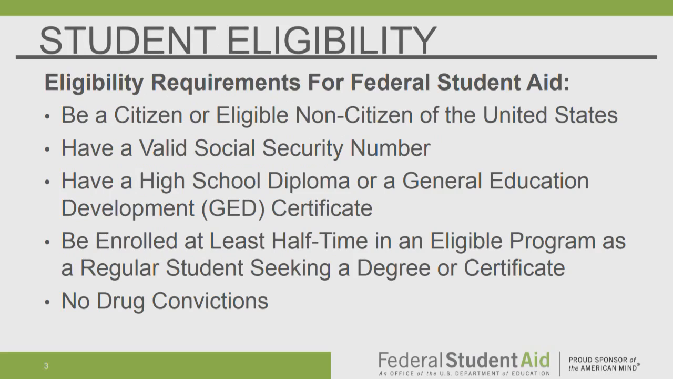So, the student eligibility information I pulled basically out of the FAFSA. The FAFSA is the Free Application for Federal Student Aid. This is the document that students fill out to initially apply for student loans when they go to attend your institution. They'll list your school code. There are several things that they have to meet in order to be eligible to apply for financial aid. One of them is to be a citizen or an eligible non-citizen of the United States, right?